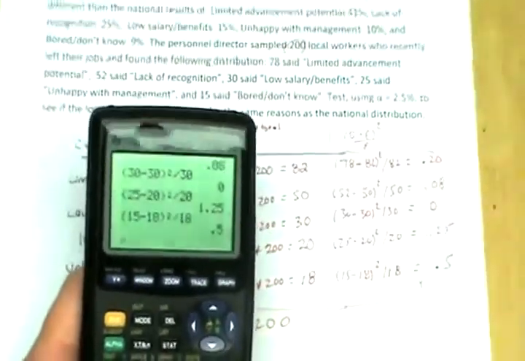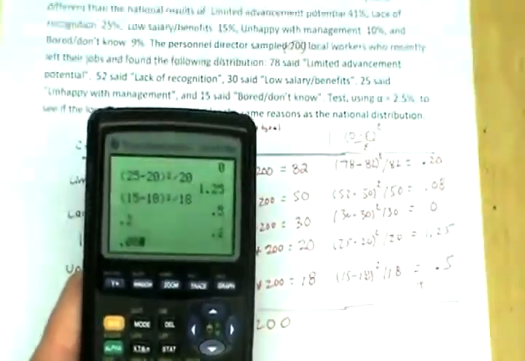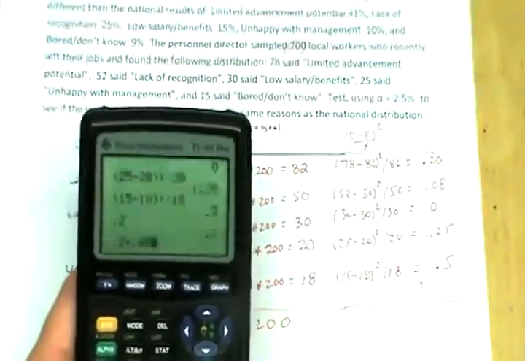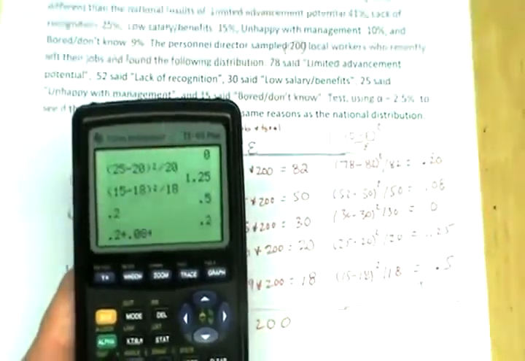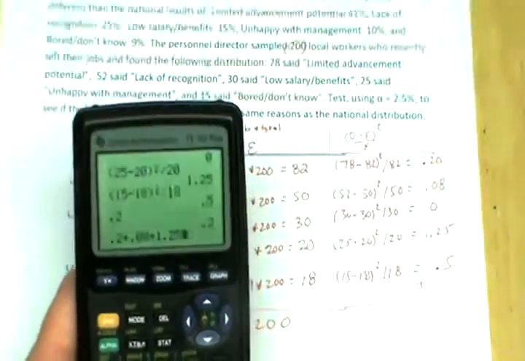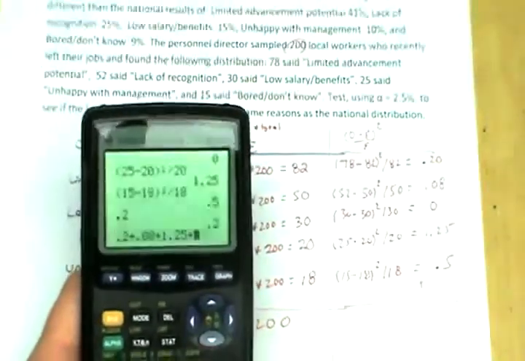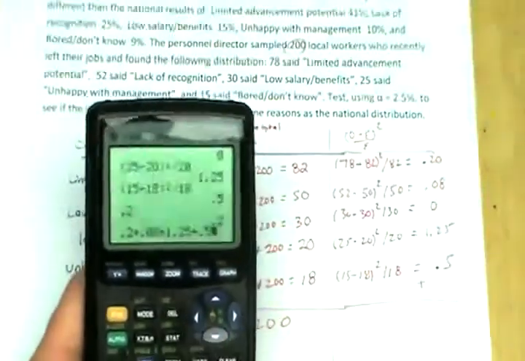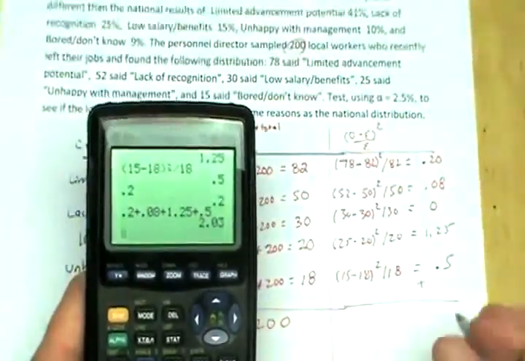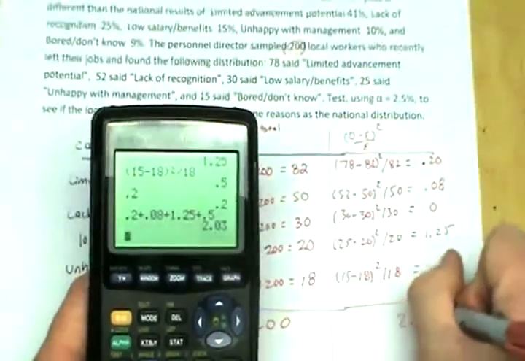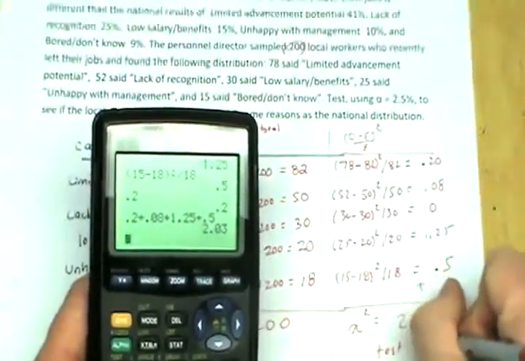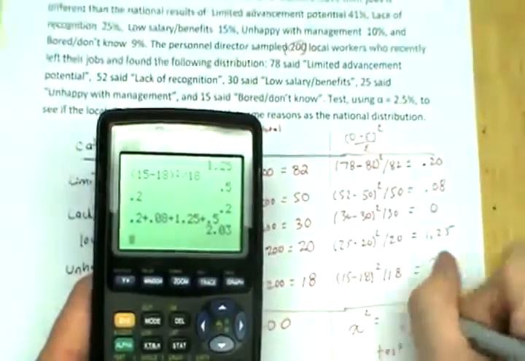If we add all those up, 0.2 plus 0.08 plus 0, and then 1.25 and 0.5, we get 2.03. That's our chi-square test statistic. So that shows us the difference between the observed and the expected columns.